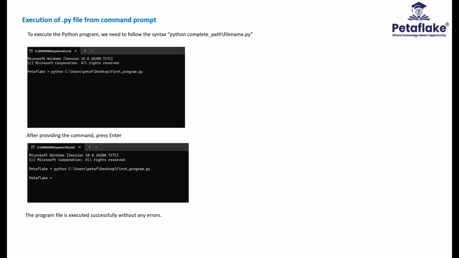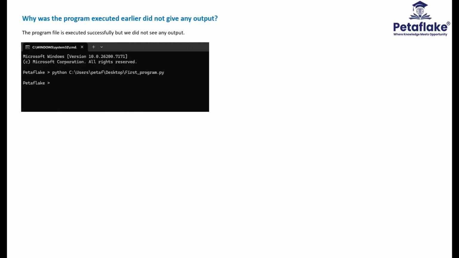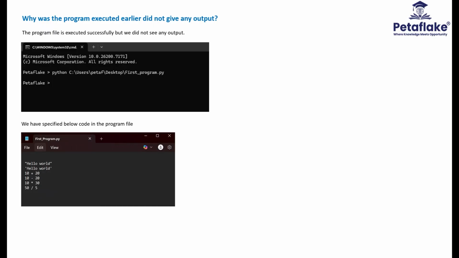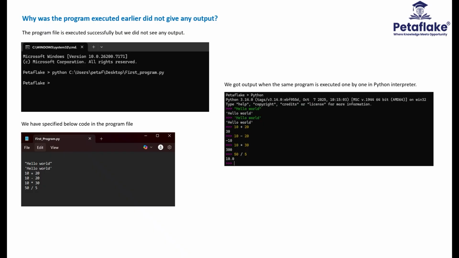In my case, the program is executed successfully without any errors. I hope you got an understanding of how to create a .py file and execute the .py file from the command prompt. If we observe the output of my program, first_program.py, you would have noticed that the program did not display any output on my screen or console. I have specified this code in my program file, but nothing got printed as output even though the program is executed successfully. When the same code is executed in the Python interpreter, I am getting the output without any issues.